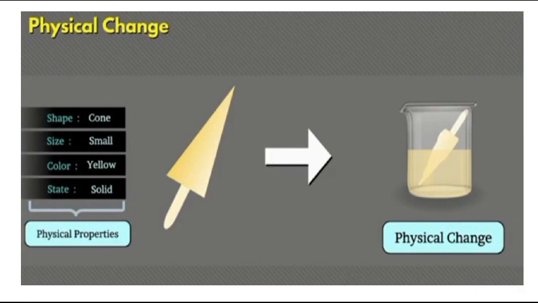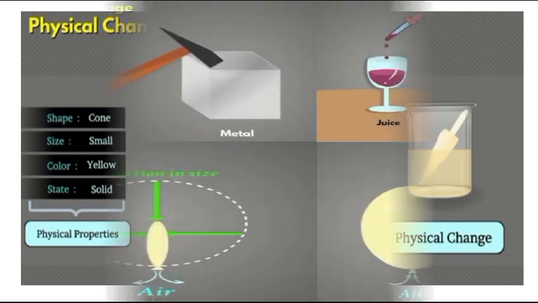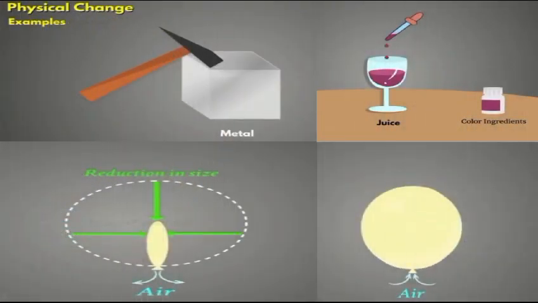Normally substances have properties such as shape, size, color and state. These are physical properties. When there is a change in these physical properties, then the change is called physical change. For example, if you beat a metal, its shape changes. Filling air in a balloon increases its size. Releasing air from the balloon causes a reduction in its size.